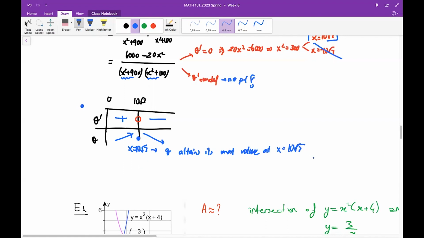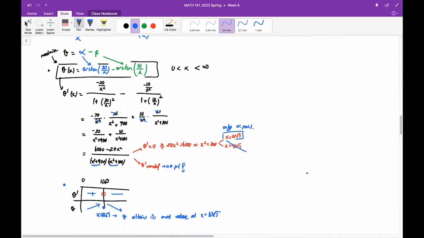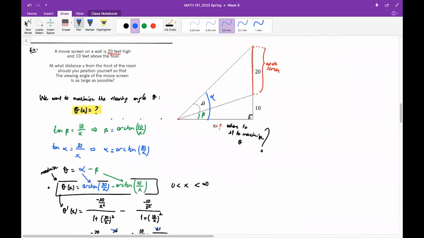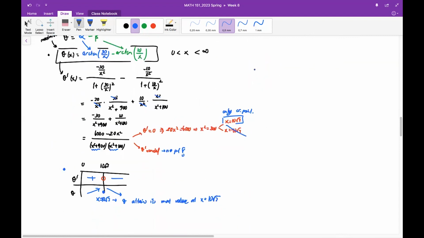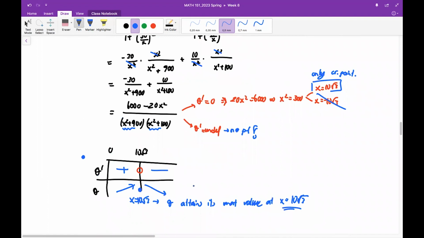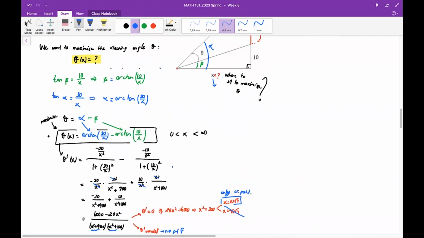So after we solve this optimization problem together, if you go to the movie theater, you know where to sit to maximize your angle theta. So this x, the distance from your seat to the movie screen, should be exactly this number to maximize your viewing angle. Okay, after going over the steps again for this solution, I will take a break.